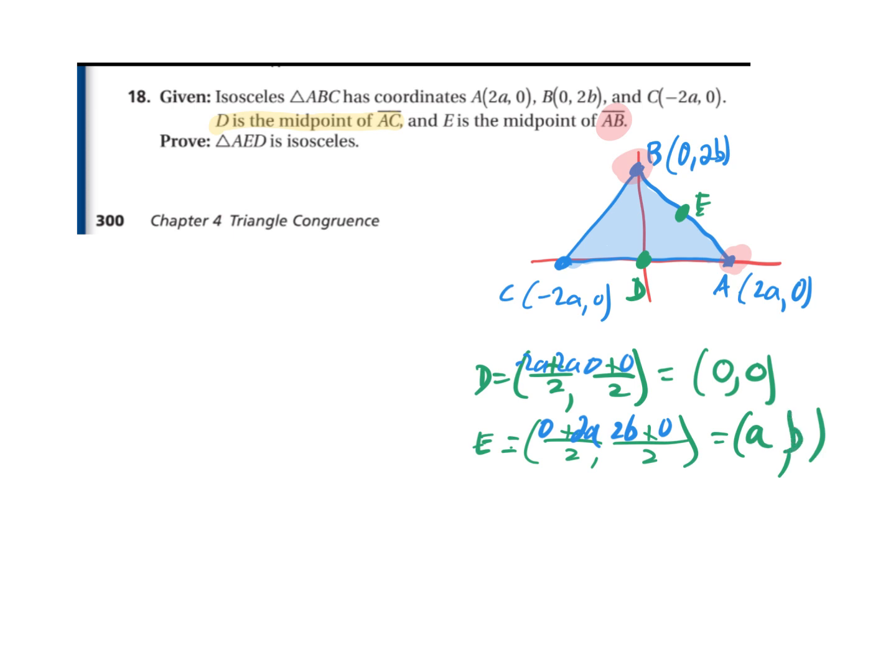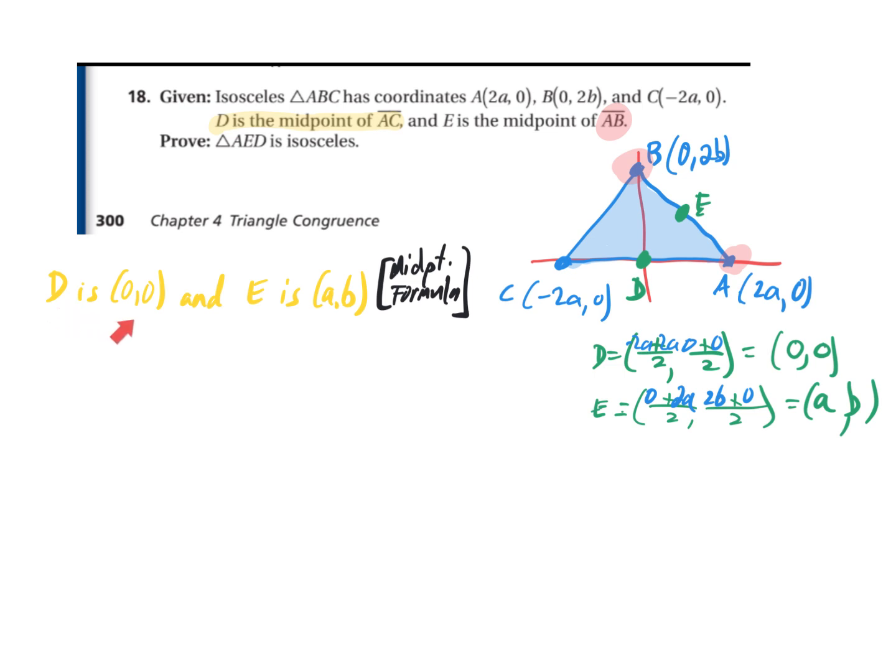All right, now what? D is the point (0, 0), and E is the point (A, B), and we know this because of the midpoint formula. So after the given information, this is where we'd go next. Then what? Well, we're trying to show that triangle AED is isosceles. Triangle AED is this one, right there. So how will we show that that's isosceles?